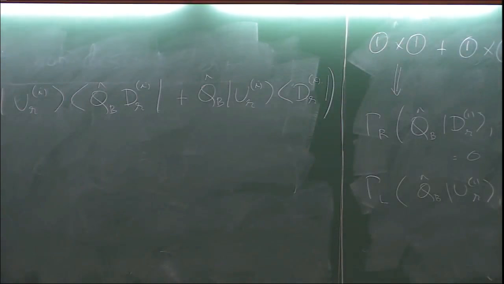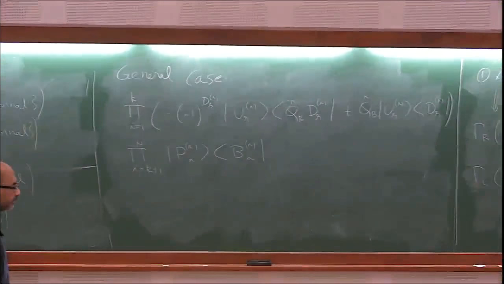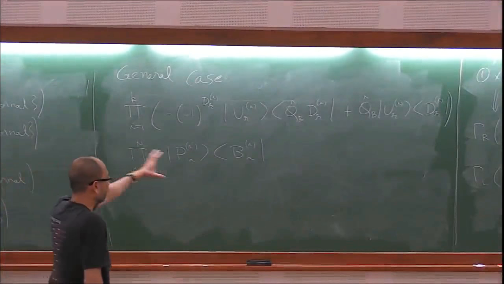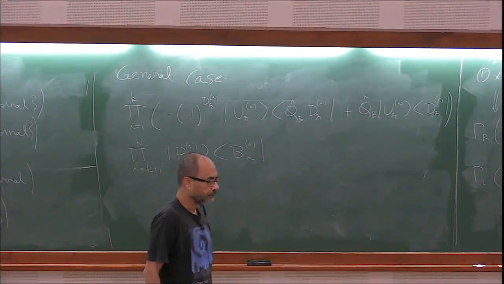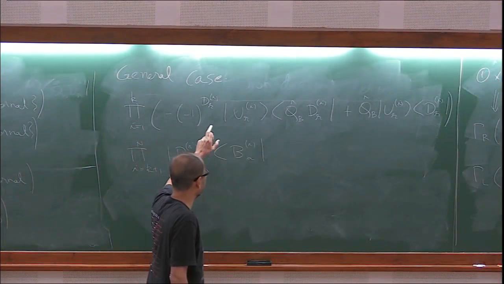Suppose there are k terms of this kind, and then from k plus 1 to n, it's physical. So what you do is that you expand this out. There are 2 to the k terms now, because from each of these k you can either pick the first one or the second one.